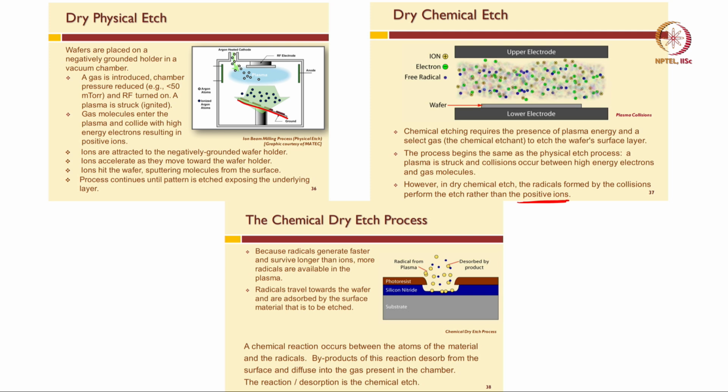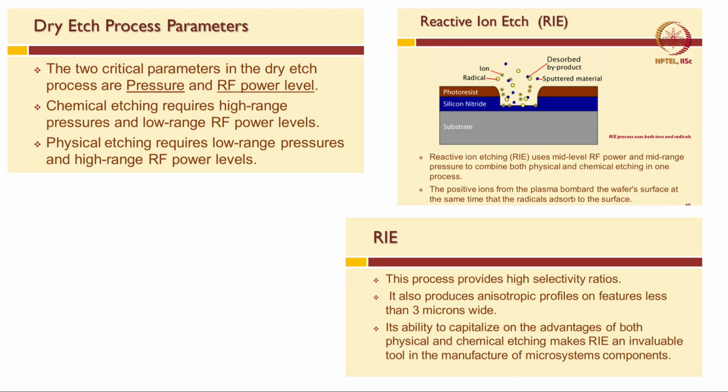When we talk about the chemical dry etch process, it is a little bit different, because here the radicals generate faster and survive longer than ions. More radicals are available in the plasma. Radicals transfer towards the wafer and are adsorbed on the surface of the material that needs to be etched. In this case, again we have taken silicon nitride as an example. A chemical reaction occurs between atoms of the material and the radicals, and the byproducts of this reaction desorb from the surface and diffuse into the gas present in the chamber. The reaction and desorption in this case is a chemical etch.